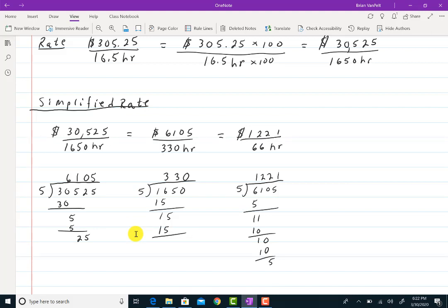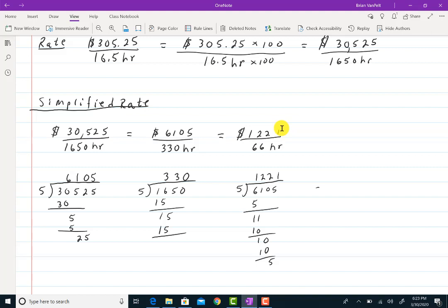Now I want to see if I can simplify any further. Now 66 is 6 times 11. The numbers that go into it are 2, 3, and 11. That's completely all the numbers that go into 66. Do any of those numbers go into 1221? Well, I know 2 is not going to go into it. I don't know about 11. I don't want to even try 11. But 3, if you add up the digits, 1 plus 2 is 3, plus 2 is 5, plus 1 more is 6. Since 3 goes into that, 3 will go into 1221.